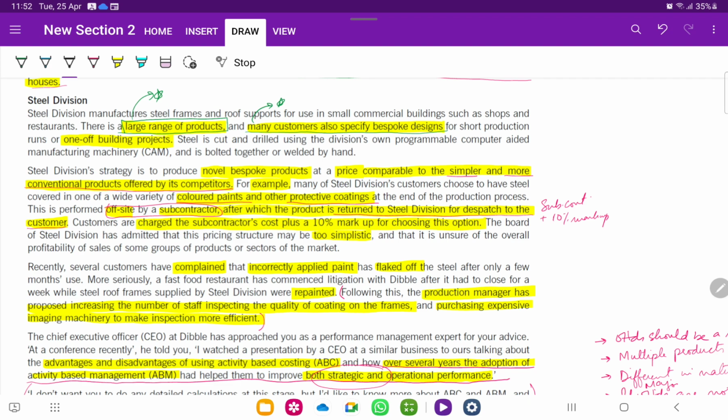All right. So the only example which is given here is this one. This part. For example, many of the steel division customers choose to have steel covered in one of the wide variety of colored paints and other protective coatings at the end of production process, right? This is performed off-site by contractor, after which the product is returned to steel division for dispatch to the customer. Customers are charged subcontractor cost plus 10% markup for choosing this option, right?